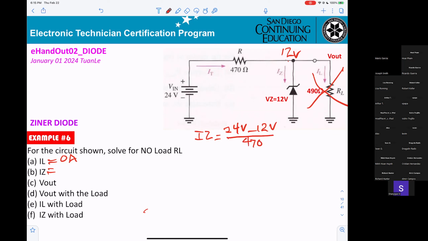That's how we get. And also they want V out, and you already know, 12 volt.